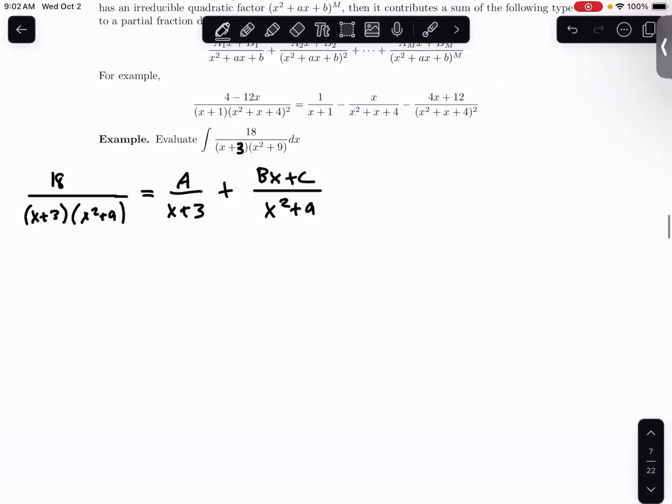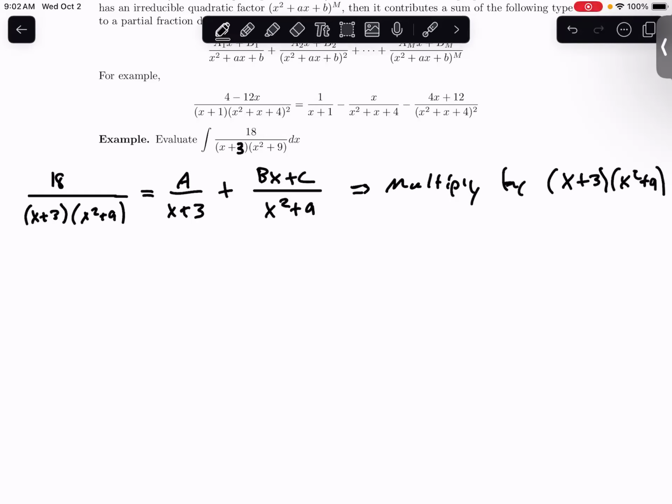And so the first step is pretty much the exact same as the first step in the previous examples we went through, right? So the next thing we'll do is we'll multiply through by x plus 3 times x squared plus 9. If you do this, you'll end up getting 18 is equal to A.